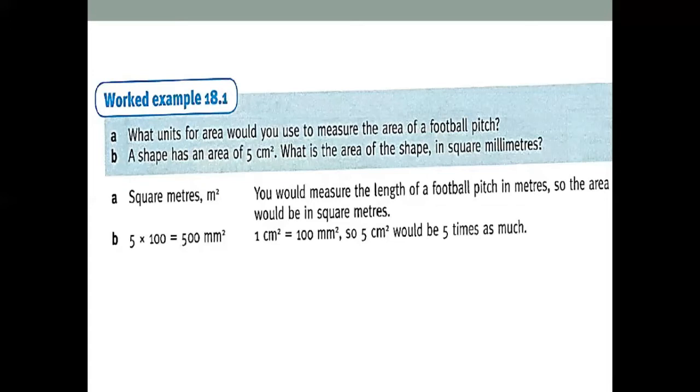In reality, 1 centimeter equals 10 millimeter. But if you're talking about square, 1 centimeter square equals 10 squared, which is 100 millimeter square. That is the reason he multiplies 5 by 100 to convert centimeter square into millimeter square.